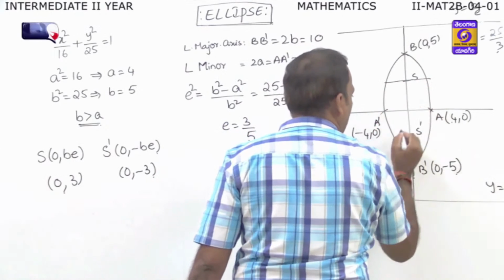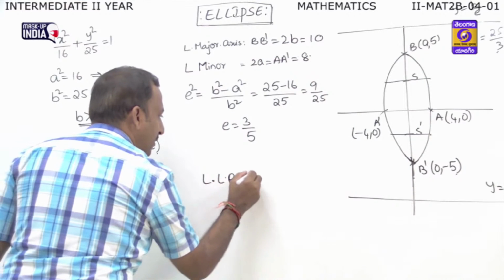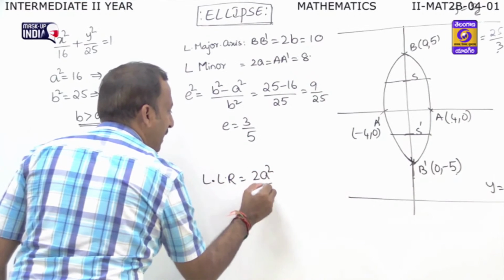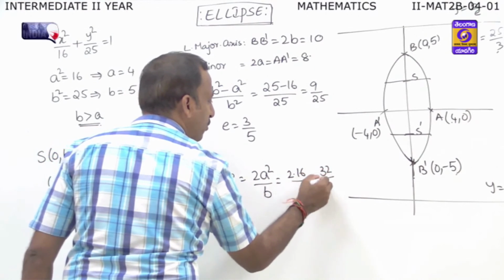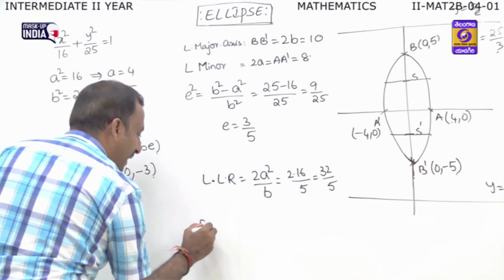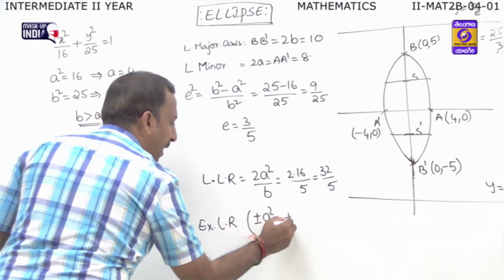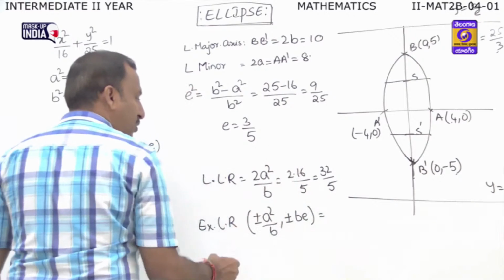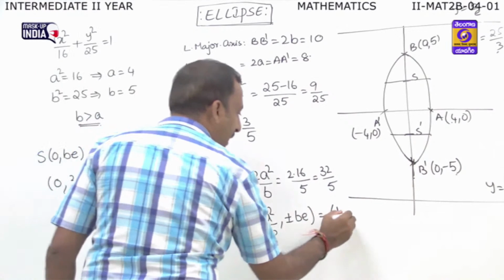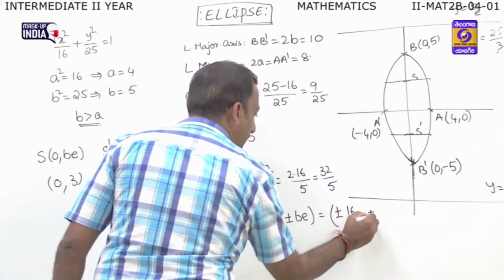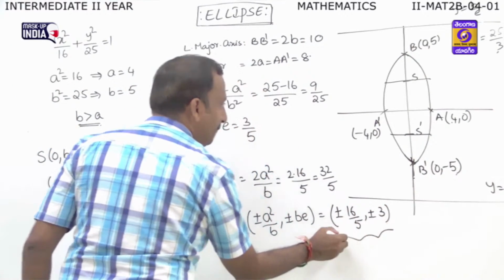See, this is latus rectum 1, this is latus rectum 2, and the length of the latus rectum is equal to 2a square by b. Here 2 into 16 by 5, that is 32 by 5. And the extremities of the latus rectum are plus or minus a square by b, comma, plus or minus be. What is a square by b? 16 by 5, comma, plus or minus be. What is be? 3. Can you do it?